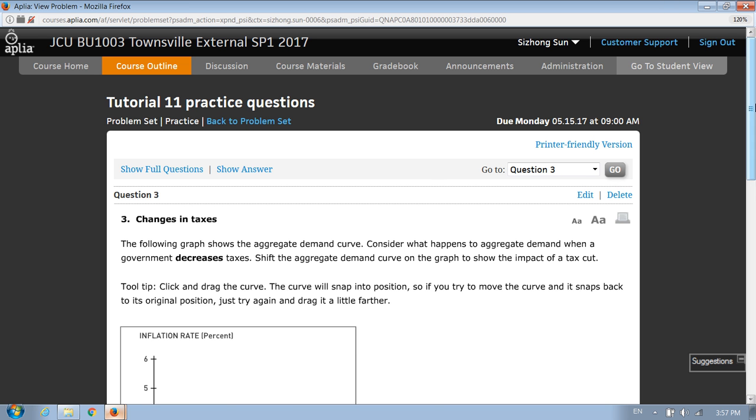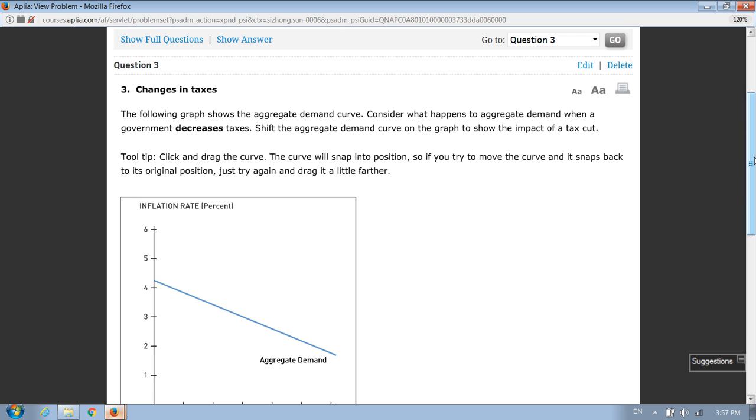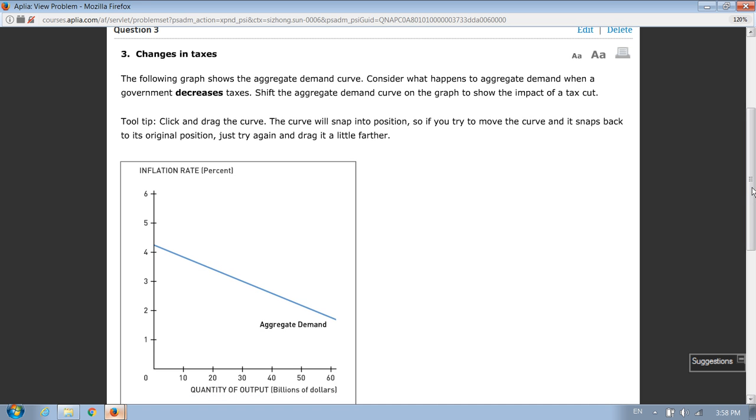Changes in taxes. The following graph shows the aggregate demand curve. Consider what happens to aggregate demand when a government decreases taxes. Shift the aggregate demand curve on the graph to show the impact. So decrease the tax. Now consumers have more disposable income. They have more money in their pocket, so they're going to consume more. Consumption will increase. The aggregate demand curve shifts to the right at every price level.